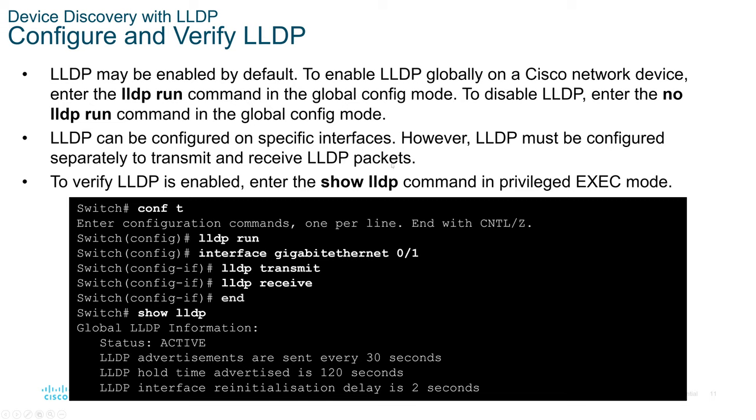To verify LLDP is enabled, you can enter the show lldp command in privileged EXEC mode. So on a Cisco device, you can go to privileged EXEC mode, and then you can run show lldp, and that will display the status of that LLDP configuration. In here, it shows it is active, the LLDP advertisements are sent every 30 seconds, and it has some additional information associated with that.